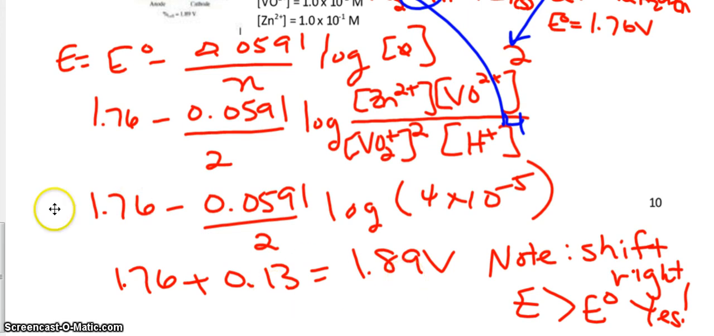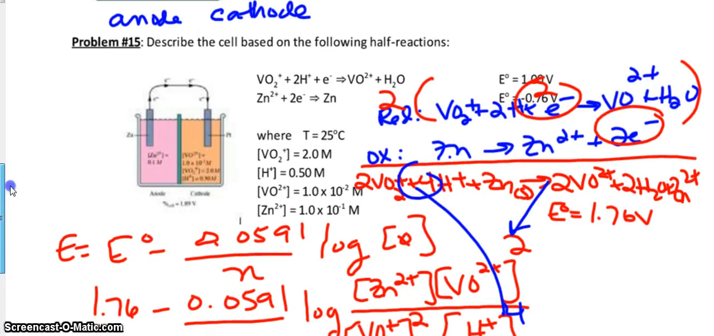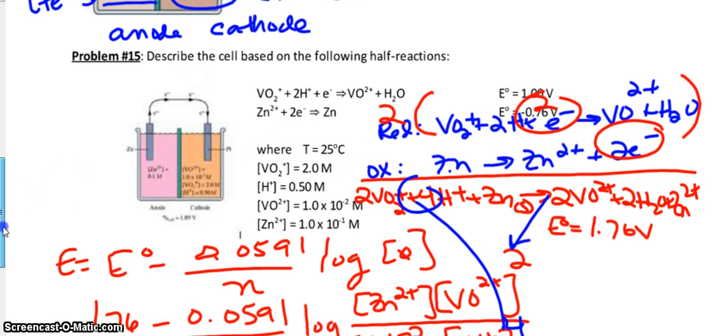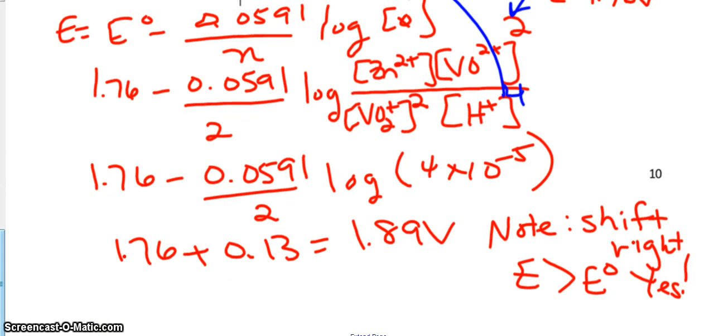Now, does this make sense? Let's go back and look at our initial concentrations. Over here, my reactants are greater than my products, so it's going to shift to the right, and we predicted that when you shift to the right, yes, your E is going to be greater than your E naught. It works.